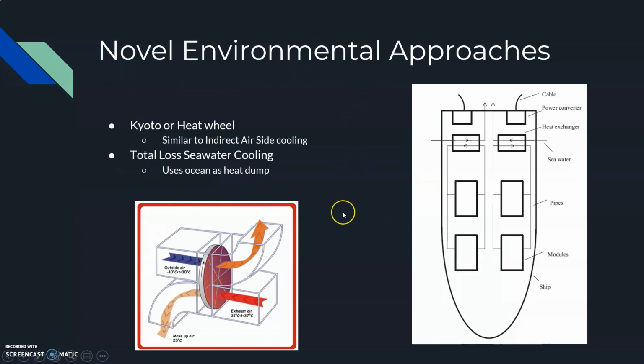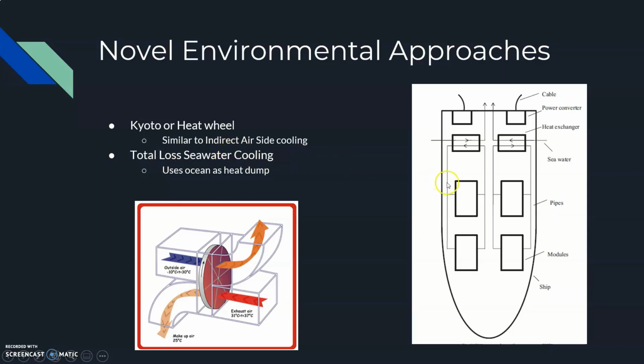Now, there's some kind of novel approaches to doing environmental cooling of data centers, and one of the cool ones is called Kyoto, or a heat wheel. And this is a rotating heat exchanger, and cold air rotates on the inside of this wheel, and hot air rotates on the outside. And these are actually implemented in a good number of data centers. And the reason they're cool is because they don't take a lot of energy, but you can transfer quite a great deal of heat. And these wheels are quite large. They're often about 12 feet in diameter. Here's a picture of one that was in a data center magazine, and it kind of gives you the idea of how it operates.